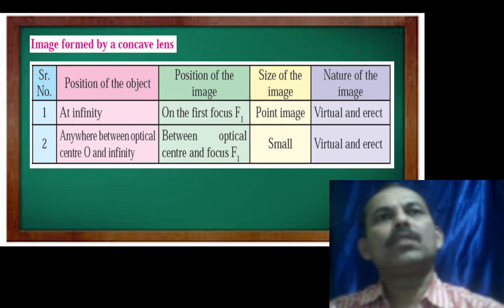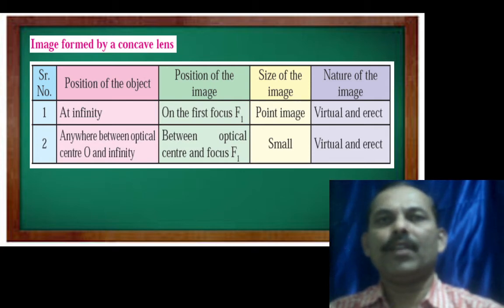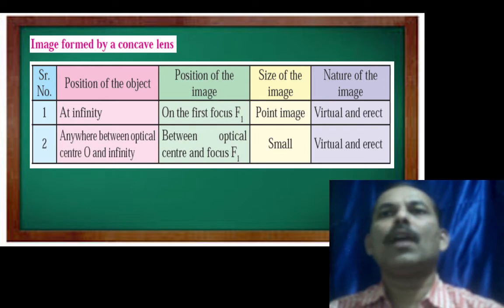The position of the object is anywhere between optical center O and infinity. At that time, the position of the image is between optical center and focus f1. The size of the image is small and the nature of the image is virtual and erect. So these are the different images formed by a concave lens.